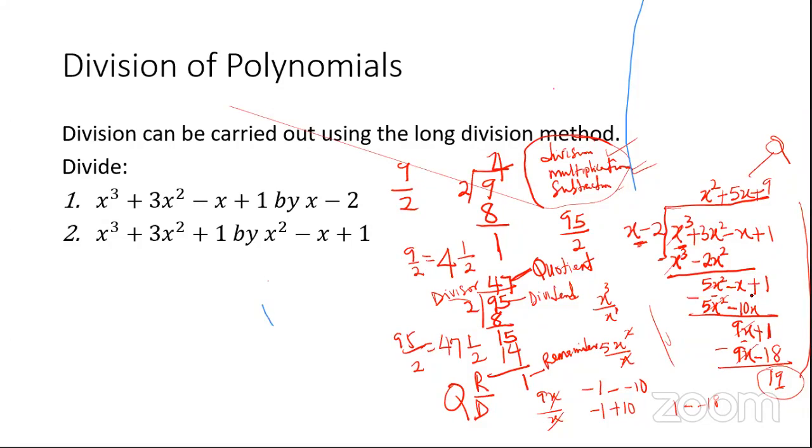But before we go to the remainder theorem, let me go over question number 2. Let's go over it together. For question number 2, this is our divisor, and it will be placed outside. So I'm going to have x squared minus x plus 1 here, and inside there I'm going to have x raised to power 3 plus 3x squared plus 1.